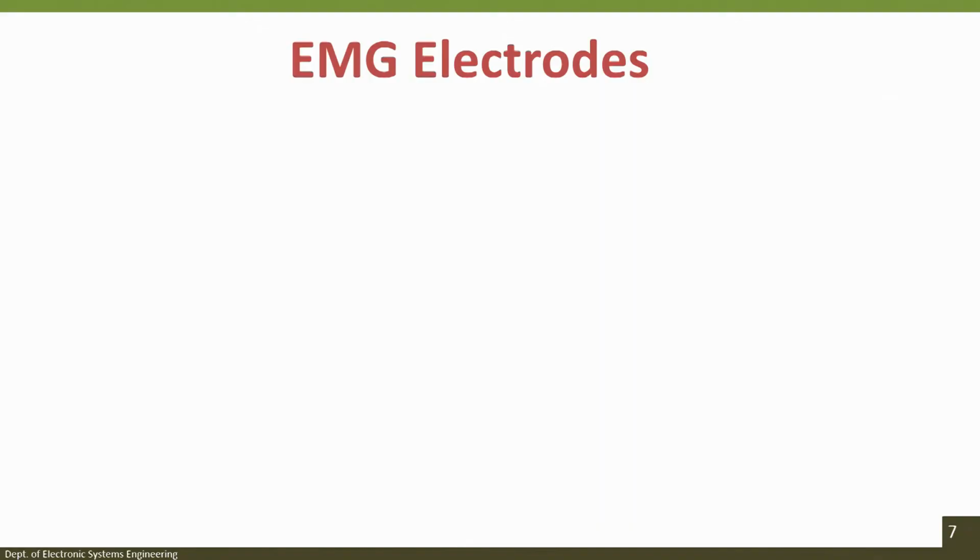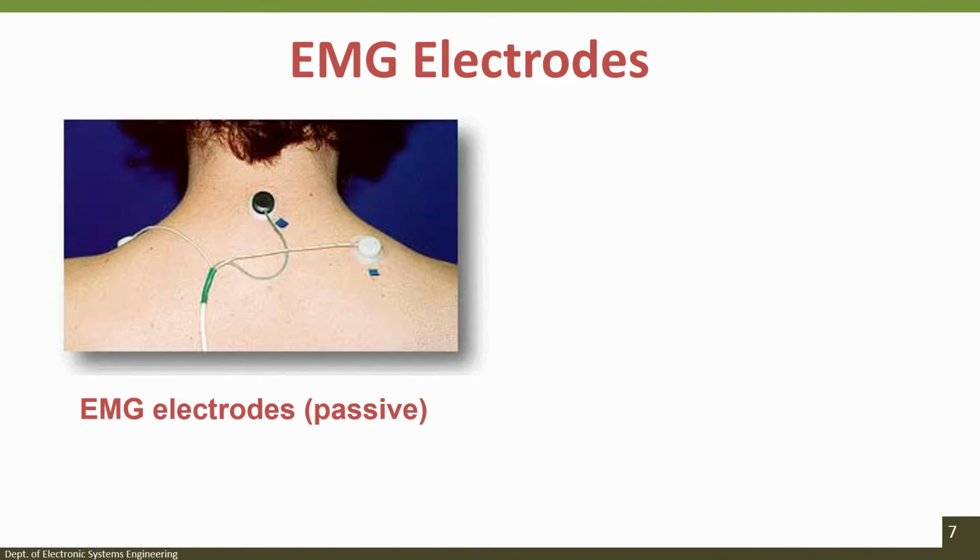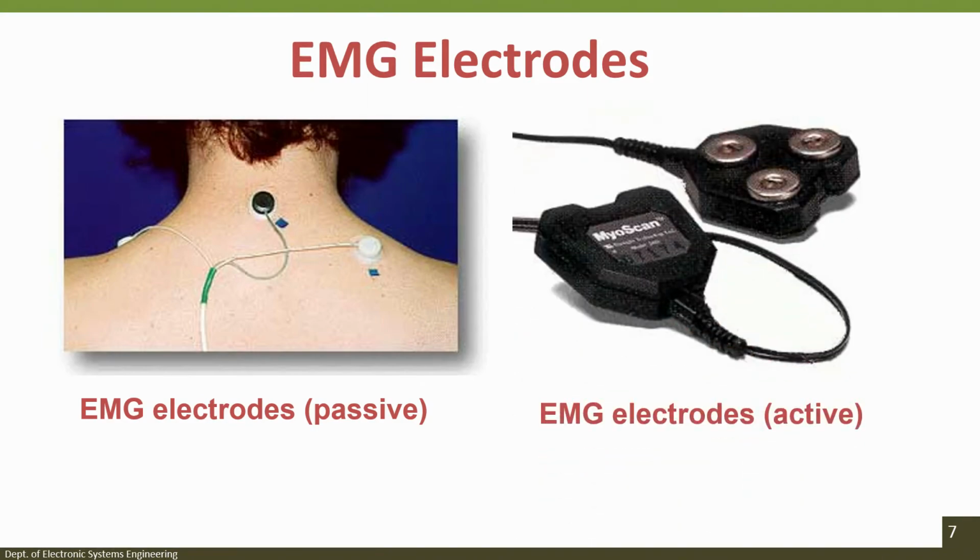If you see the slide, this is how the EMG passive electrodes look, where it takes the signal from the muscle movement, while there are other electrodes called EMG active electrodes. There is a company called Myoscan which sells these active electrodes for measuring the EMG signals. Let me play the video for you, so you understand how exactly the EMG electrodes are placed.